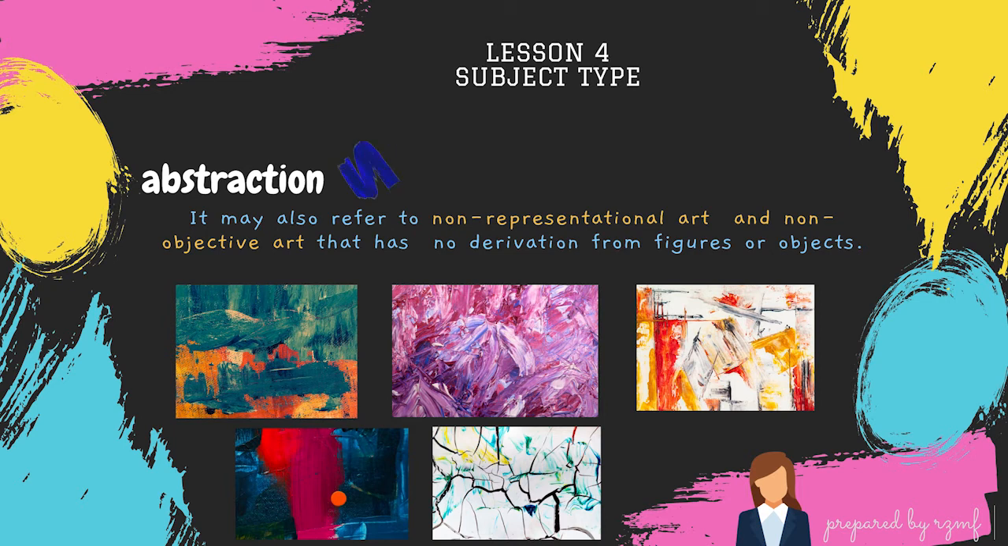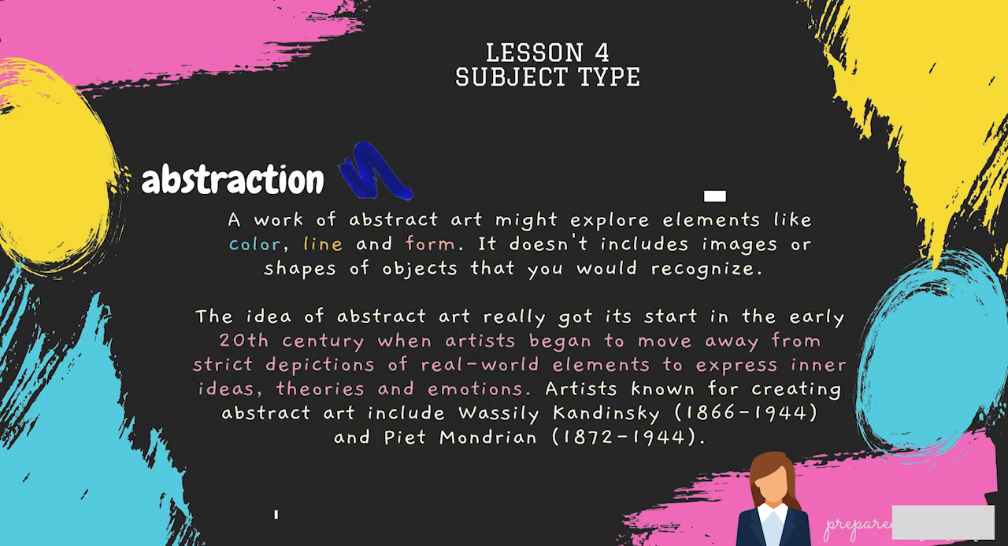Just observe some of these examples. What can you say about it? Do you think it is good? Can you choose one abstract painting and describe it by yourself? What can you say about its colors, its patterns? It actually does not represent something as it is an abstract. A work of abstract art might explore elements like color, line and form. It doesn't include images or shapes of objects that you would recognize.